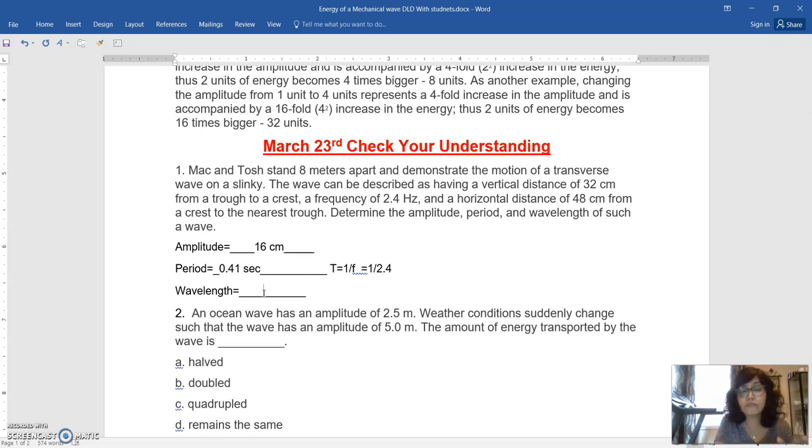Another thing was, the question was asking for wavelength, and wavelength we know is the distance from crest to crest. So when we go from one crest to another crest, there is a trough in between. So it turns out that 48 centimeters is just half of the distance, because from crest to trough, that's half of the wave, and then another crest comes. So that will be the next half. So overall 48 plus 48, or 48 times 2, gives me 96 centimeters. These were the answers for that particular question.